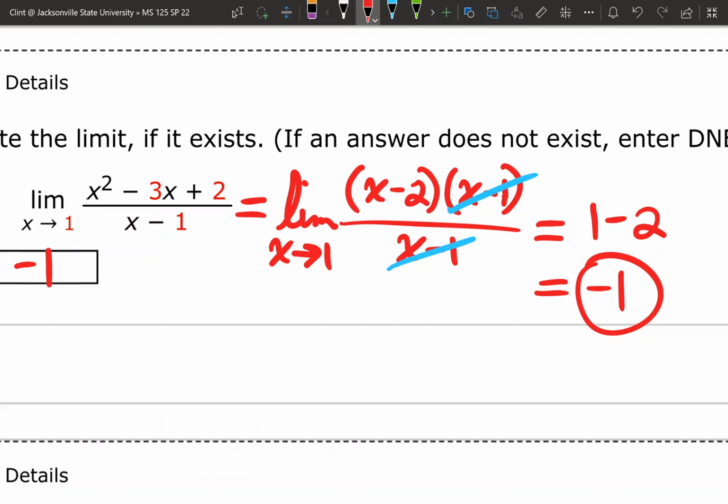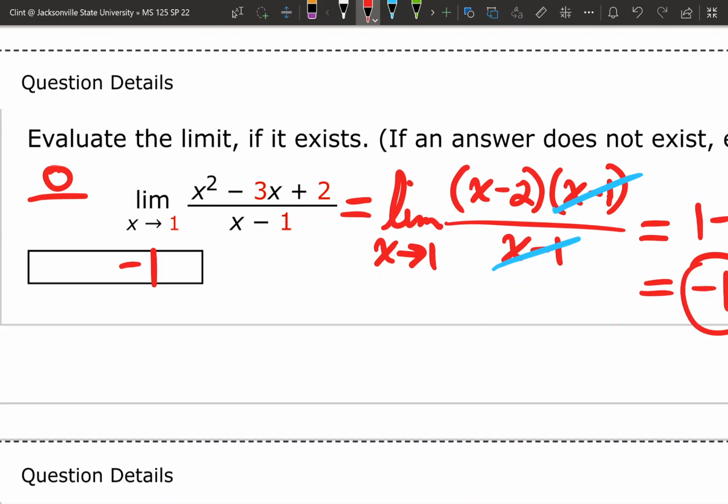So if we have a situation where we get 0 on the bottom, and if you check that one on the top, if you plug in 1, what happens? What do you get on the top if you plug in 1? Get 1 minus 3, negative 2, plus 2, 0. Yeah, so you get 0 over 0. If you're in a situation where you get something non-zero on the top and you get 0 on the bottom, then it's not going to factor. If you get 0 over 0, then you can try factoring.